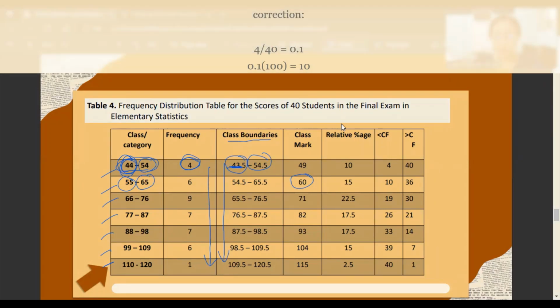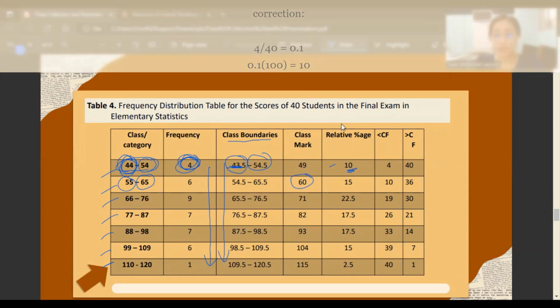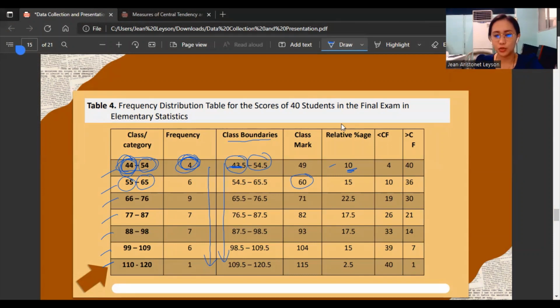For the relative percentage, simply divide the frequency by the total number of data. So that's 4 divided by 40, since there are 40 scores in our data set. Then that's 0.1 times 100, that is 10. Same with the other rows.